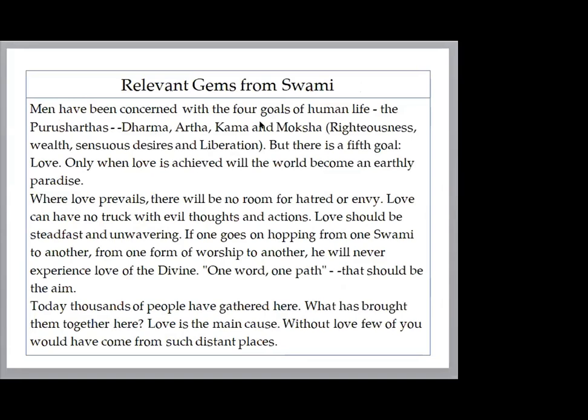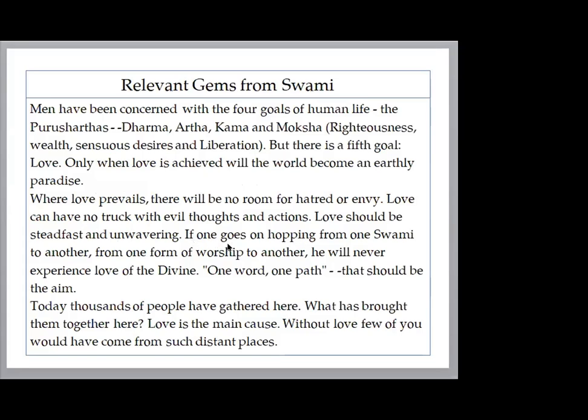Men have been concerned with the four goals of human life. The Purusharthas: Dharma, Artha, Kama, and Moksha. Righteousness, wealth, sensuous desires, and liberation. But there's a fifth goal, love. Only when love is achieved will the world become an earthly paradise. Where love prevails, there will be no room for hatred or envy. Love can have no truck with evil thoughts and actions.